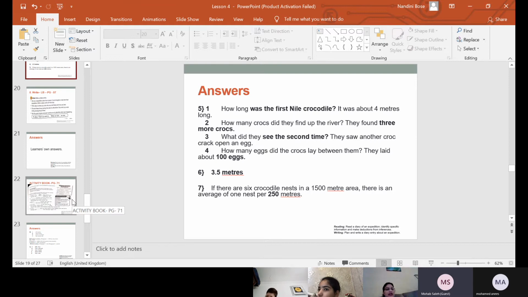Okay. Those who have finished, move to activity book page 71. Hala, wait. Hala, you can copy down later. Let's move on with the class. Copy down later. All right.